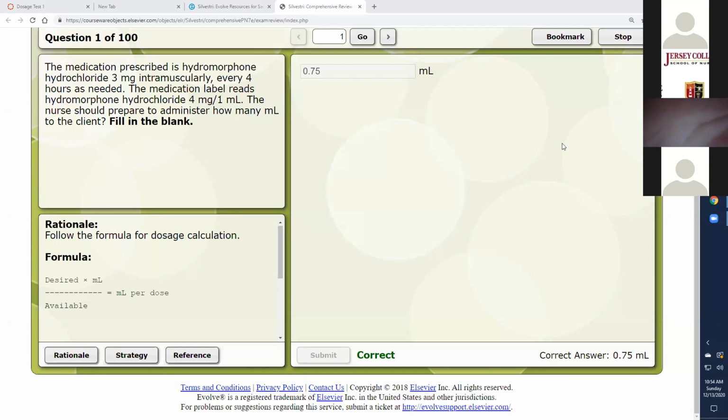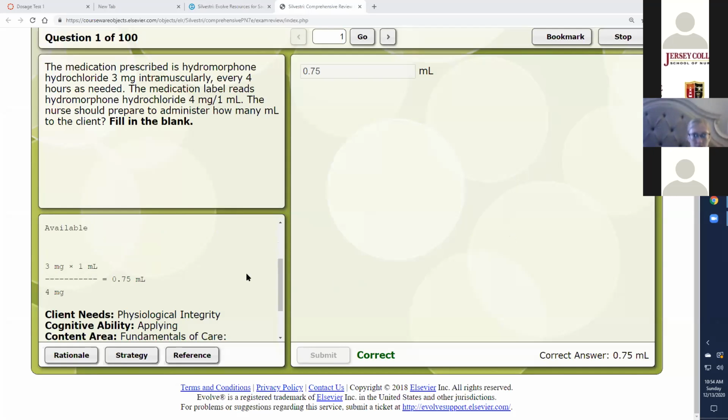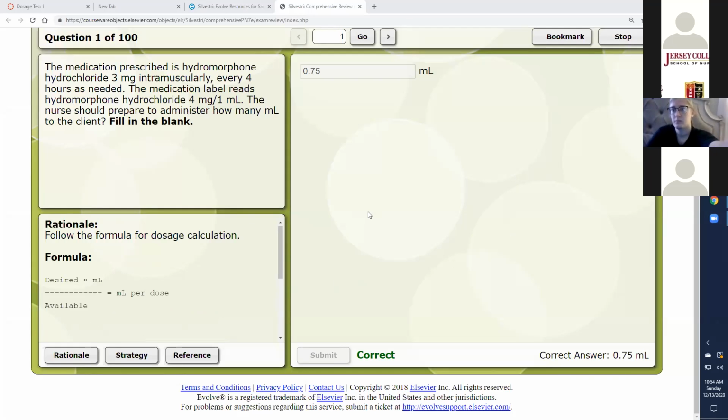Okay, so there's the formula down there. And as you can see, it's your desired dose over your available dose times the mLs. Now, a lot of people think, oh, they just put this in to trick us. No, this is how the medication is going to come on the floor, and this is how it has to be administered. They're not trying to trick you.